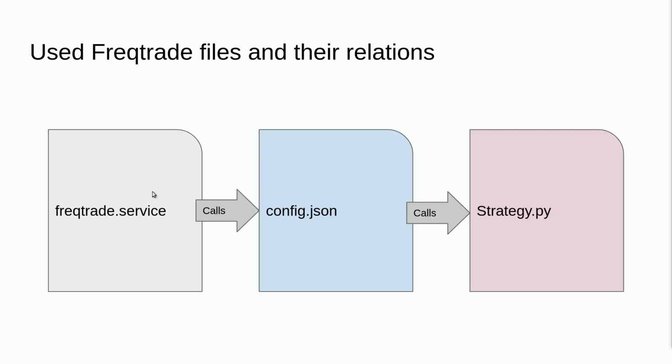And finally, before we get real hands-on, this is an overview of the files that work together. First of all, the freqtrade.service file has to be created. This is the file that will be read by systemd and will be used to configure the service. This file will point to the config.json file from freqtrade itself. This file contains the generic configurations of freqtrade and will finally point to the strategy file, which of course contains the strategy for the trading bot.